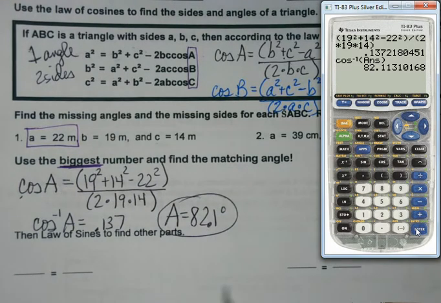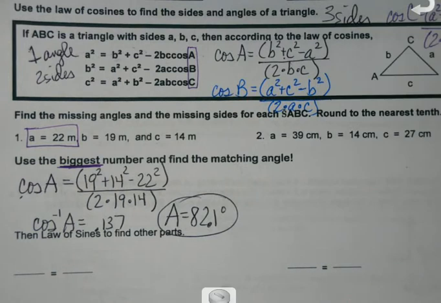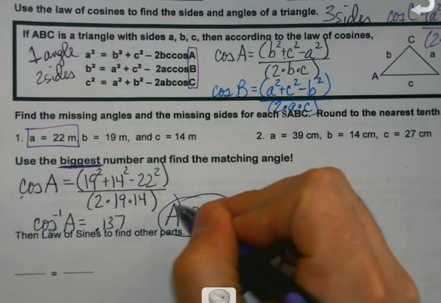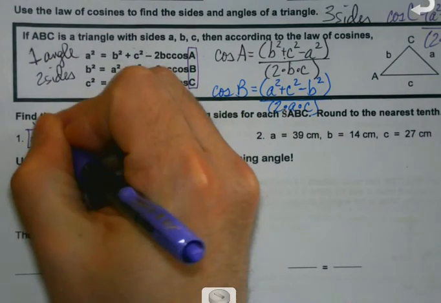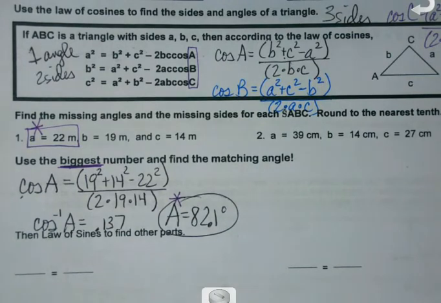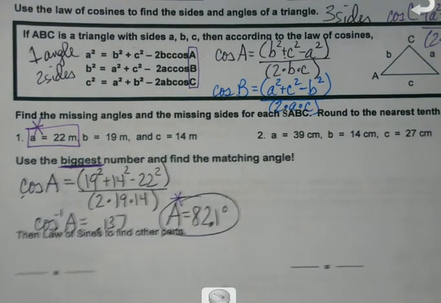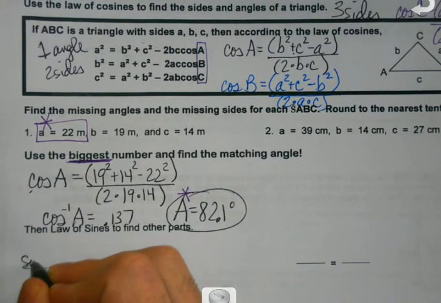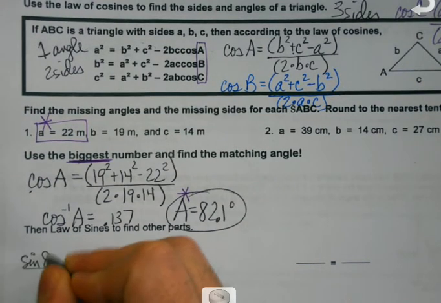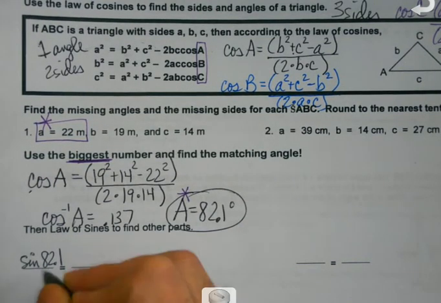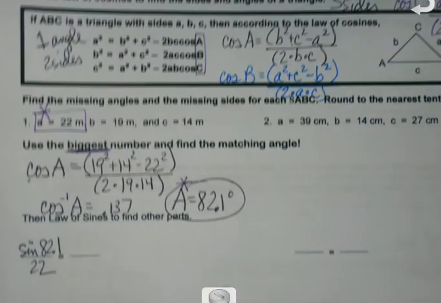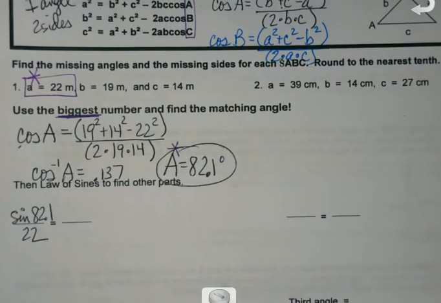So that's what I'm going to do. But here's what that does for me now. Now I have a corresponding angle and side. So I can use the law of sines to finish the rest of this. Because I go, okay, so I've got the sine of 82.1 over 22, corresponding side and angle.